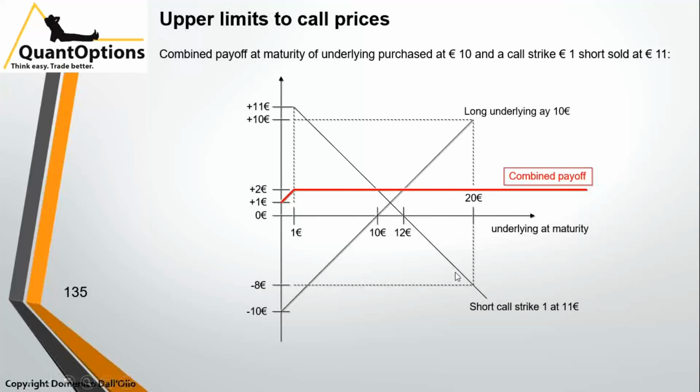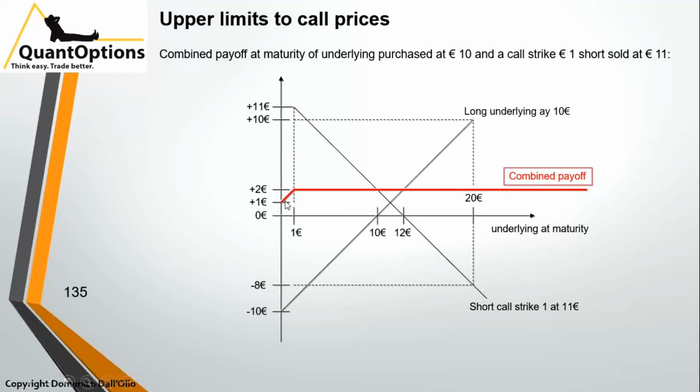We have minus 8 on the option, because the break-even point is strike plus premium, so it's 12. So at maturity, if the break-even is 12, the net loss when the underlying is 20 is minus 8. So we have plus 10, minus 8, always plus 2, the combined payoff, the red line.